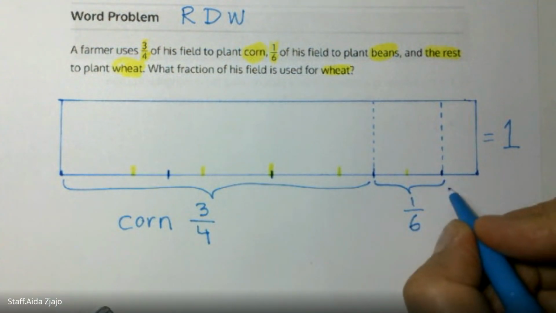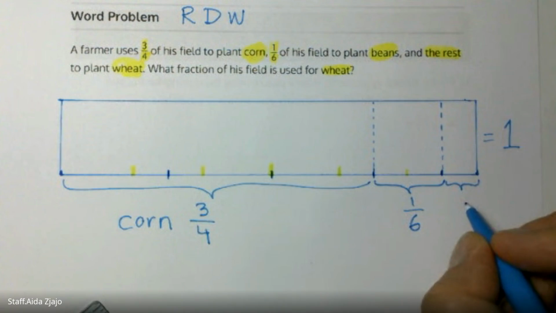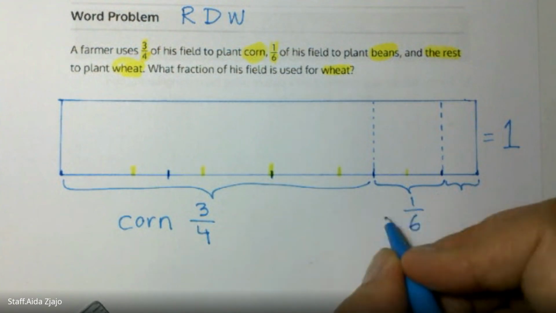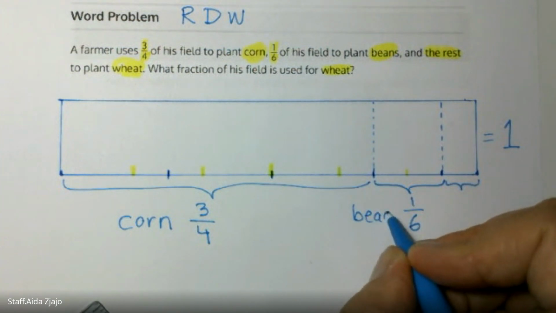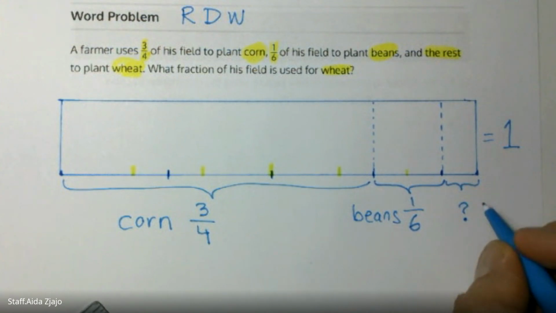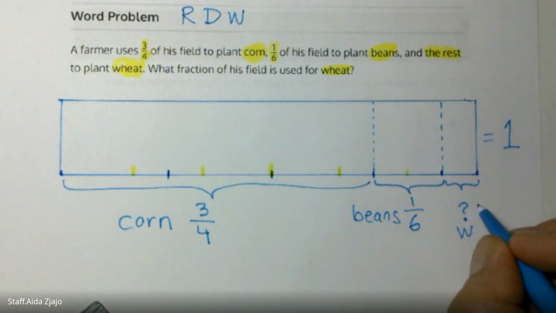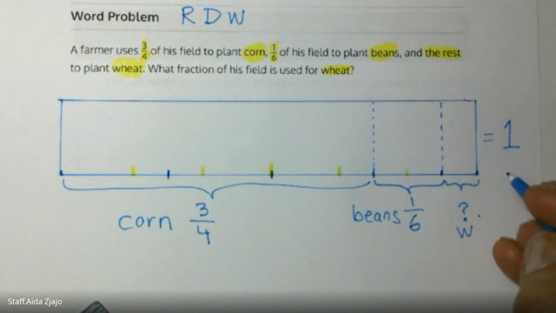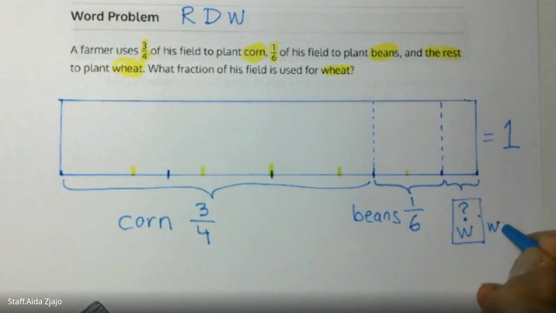And then the rest is wheat. So this is beans, and this is a question mark. The question mark is wheat, or W, and wheat is unknown.